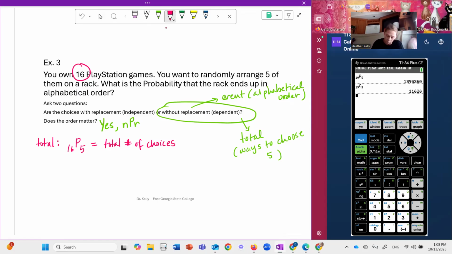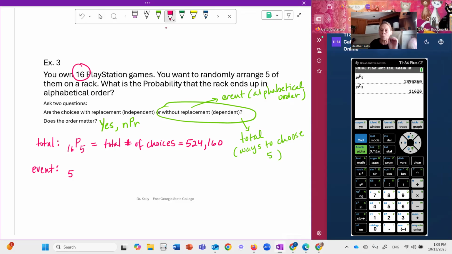Okay. And when we compute that, that is 524,160. Okay. Now we need to figure out the event. And what is the event? Well, the event is choosing from the 5 we chose.